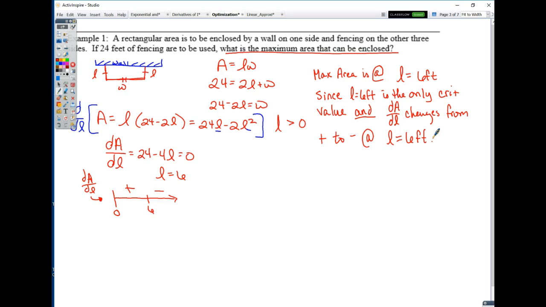What did I do? First thing I did is I made my statement. So this is my conjecture. Maximum area is at L equals 6 feet. And then this is my defense to that. I had to state that L is the only critical value, and I had to show that dA/dL changed from positive to negative. So I've shown you that's a relative max, and that it's the only critical value, making this a maximum area. Have I answered the question yet? No. The question asks, what is the maximum area that is enclosed? I've defended that when L is 6, we have a max area, but I haven't answered the question. I have to find out what the area is. So how do I do that?